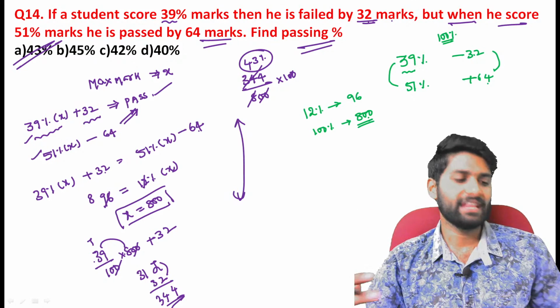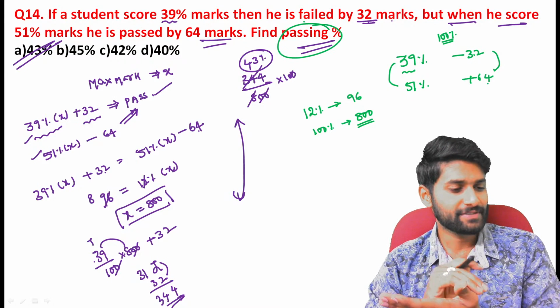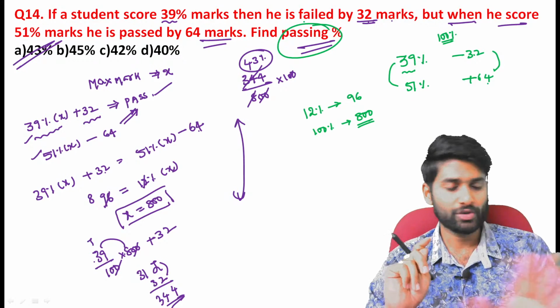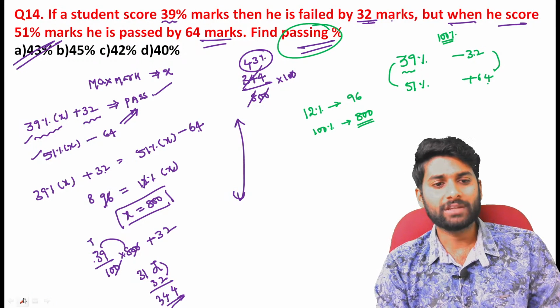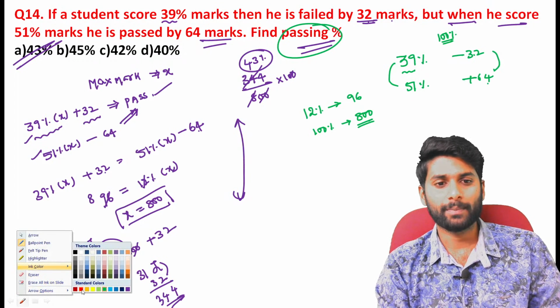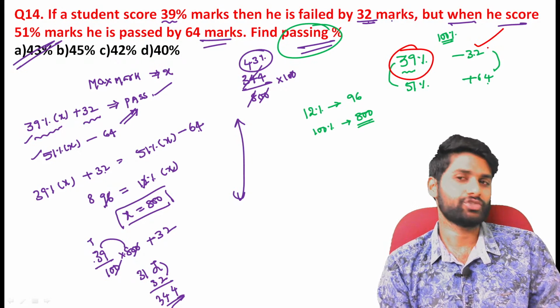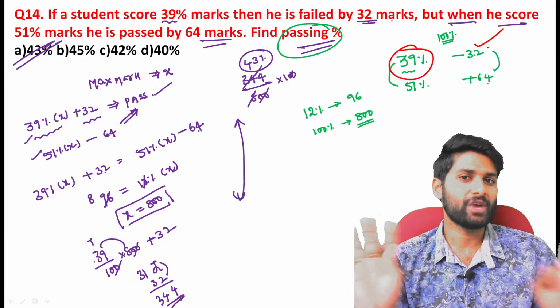But we don't want any pass mark, guys. We want only a pass percentage. If you want the pass percentage, there is no need to calculate the pass mark. Now, a person already got 39 percentage of score. He failed by 32. Definitely, 32 is some percentage of the total score. You need to identify that case.